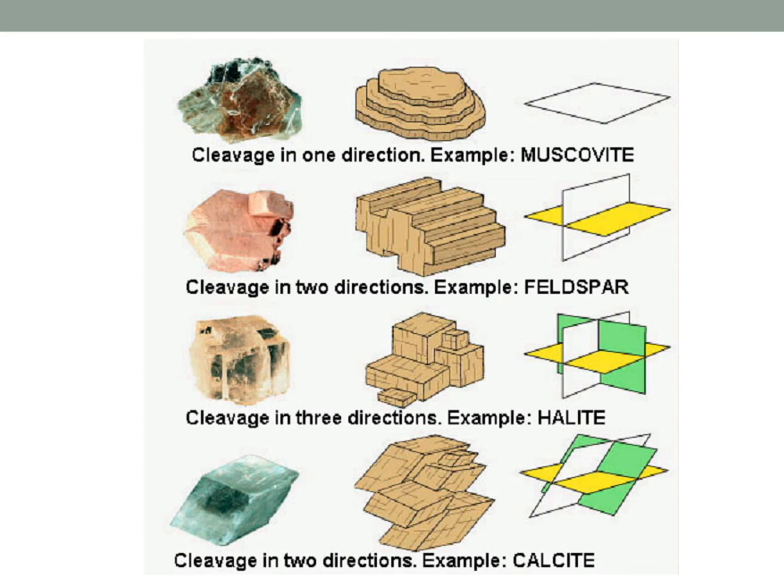You could have cleavage in three directions like halite. Again, it's going to break all over the place, but it's still going to be smooth breaks. And finally, you could have cleavage in two directions like calcite. So you can see there's a lot of different ways it can break, but it's still breaking on smooth, flat surfaces.